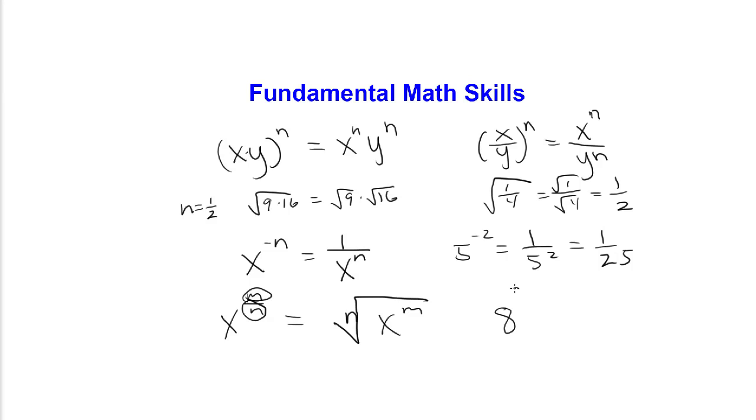8 to the 2/3 power be? That would be the cube root, the denominator root, of the base to the numerator power. Well, 8 squared is 64, so this is the cube root of 64, which is essentially what number multiplied by itself 3 times equals 64? Well, that's 4. The answer is going to be 4. 4 times 4 times 4 is 64.